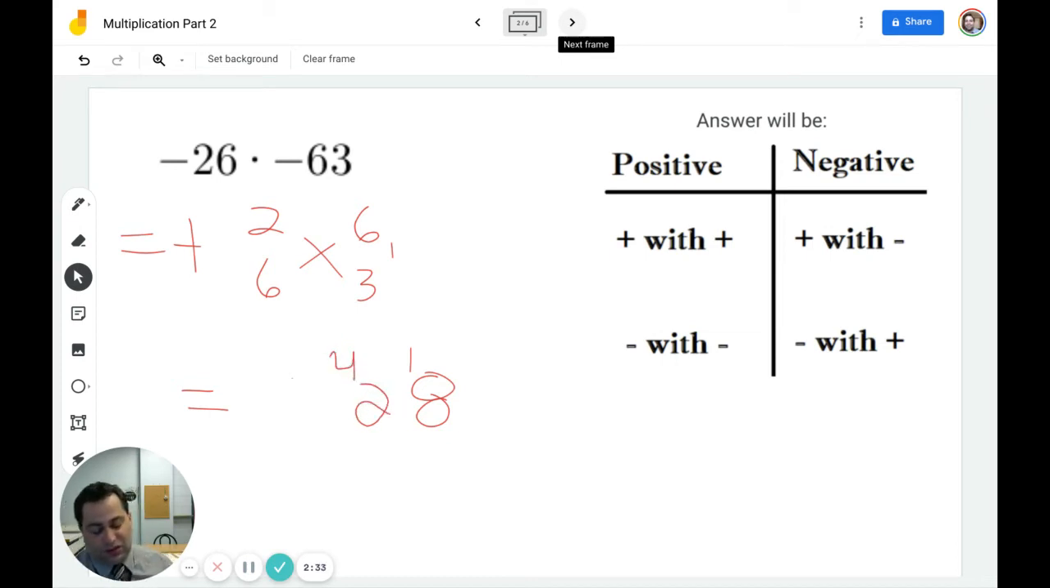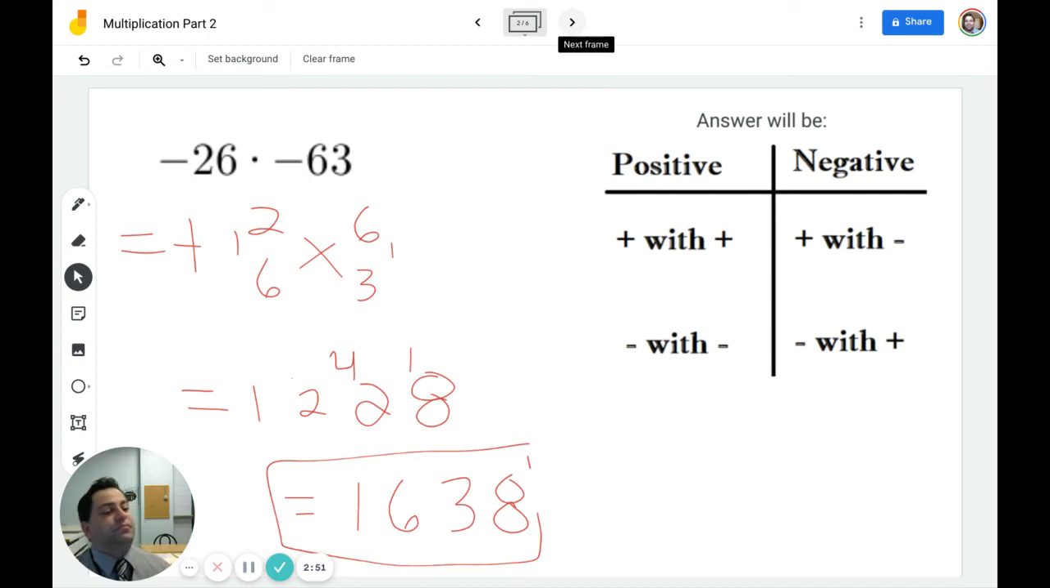And then lastly, I'm going to do 6 times 2, which is 12. I'm going to add the superscript to the place value. I get 1, 6, 3, 8. Let's try another one.